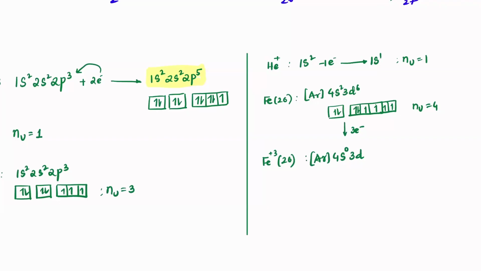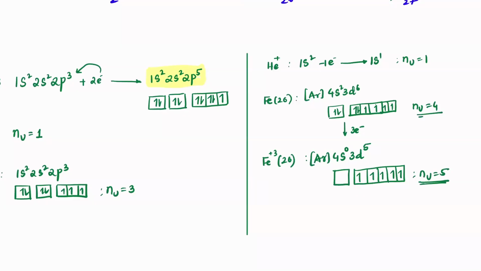How many electrons? Because 2 electrons have gone from 4s, one more electron I remove. So when I remove one more electron, this will become 3d5. So now 4s is completely empty. 3d5 you have to reorganize once again. If I reorganize that, I get 1, 2, 3, 4, 5. So now the number of unpaired electrons is 5.